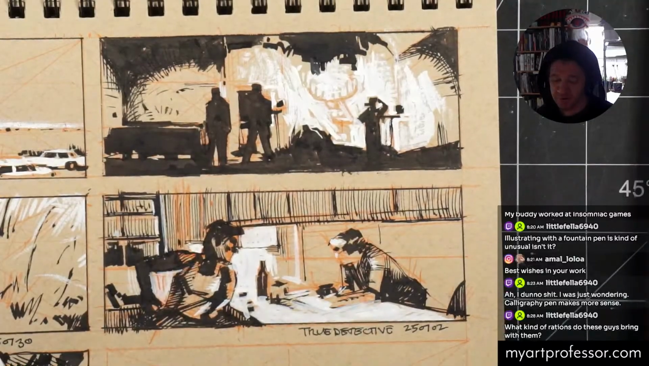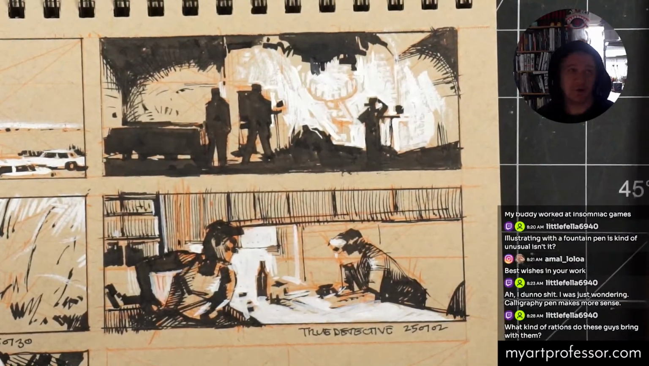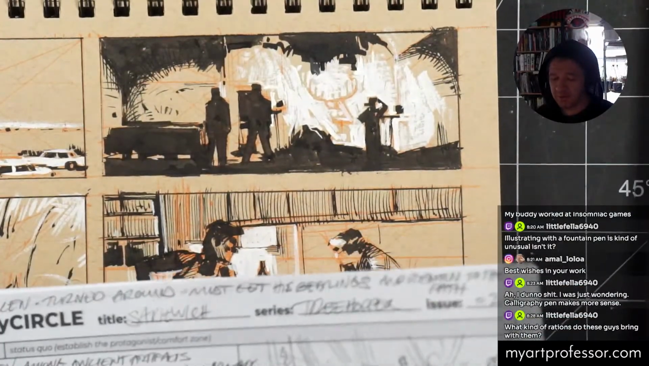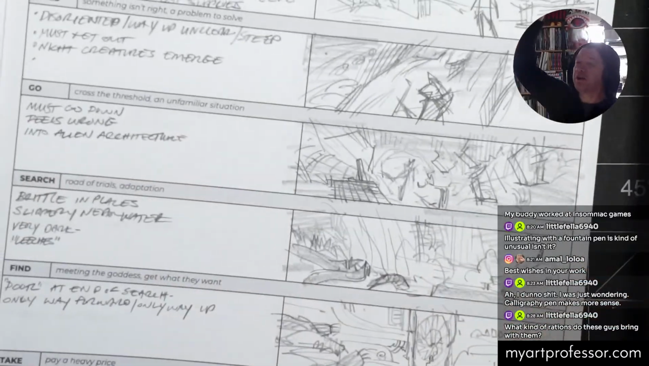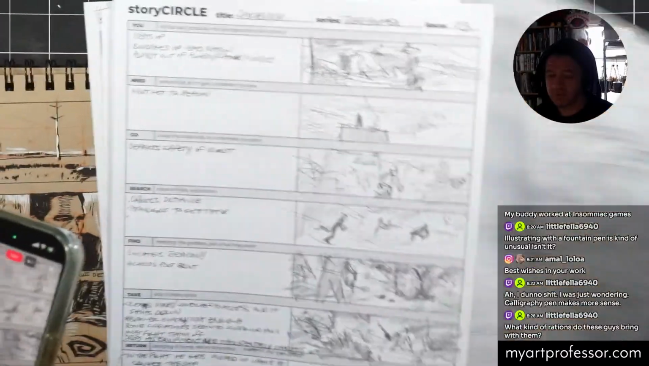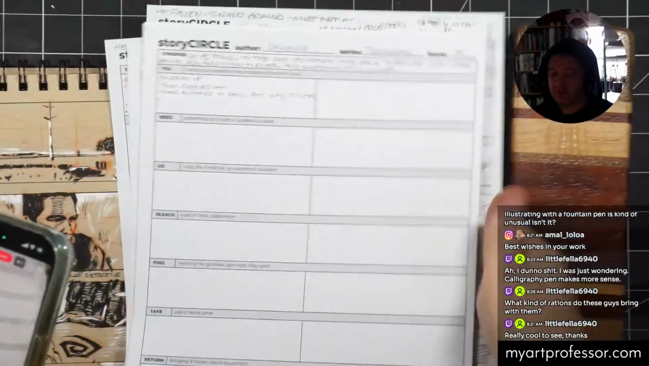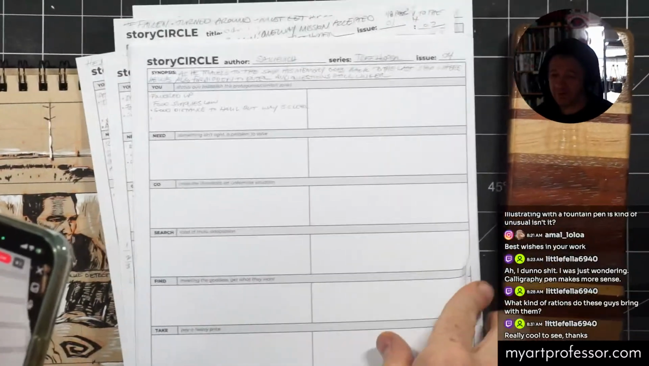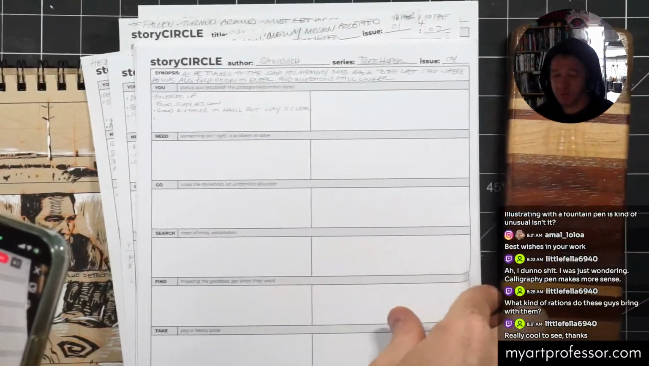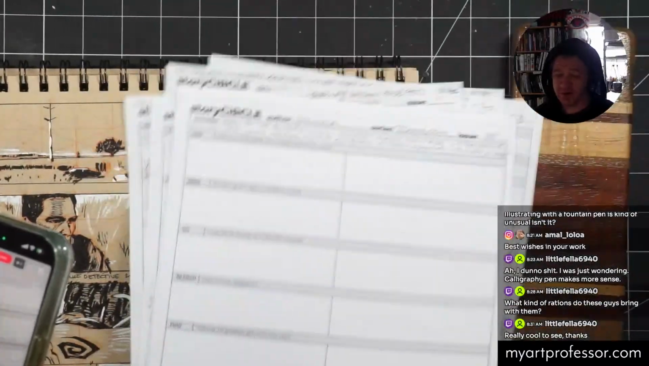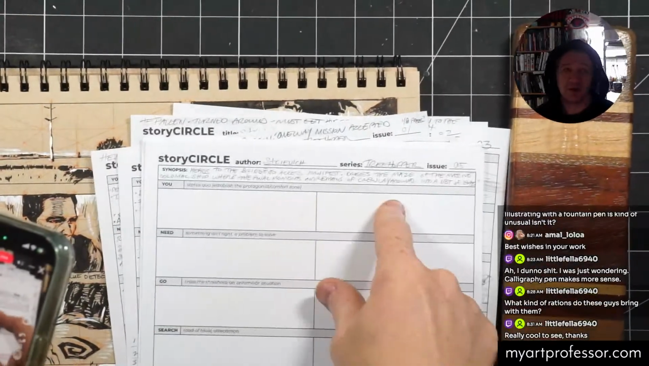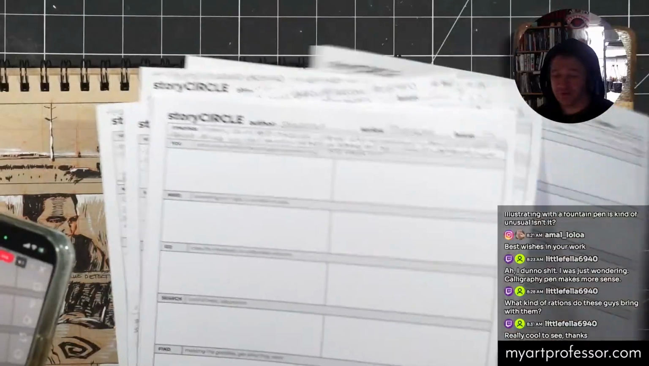And then I went through and plotted out 12 issues using this pattern here. I'm using what's called the Dan Harmon story circle. It's a way of organizing the story. So I've got all these notes here. And then the first 3 issues I got more thoroughly figured out. And then here's number 4, and I'm just putting in the log line at the top for these stories.